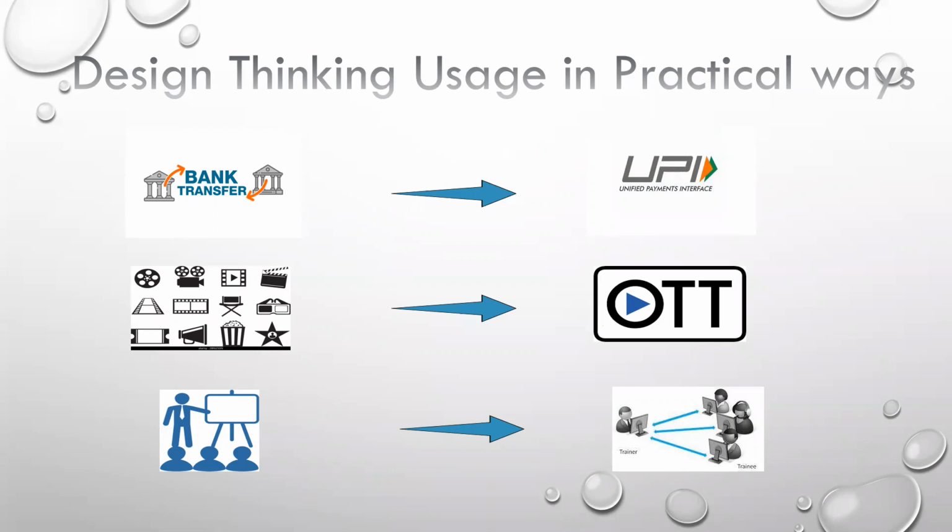So one thing I have seen is the move from bank transfer to UPI. Before UPI came, we could transfer money, right? It's not that we could not do online transactions. Before that also, people could transfer money from their bank to another bank.